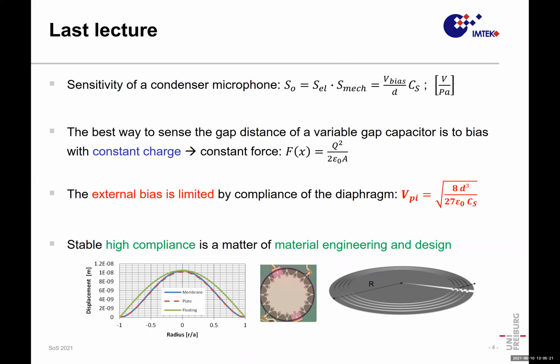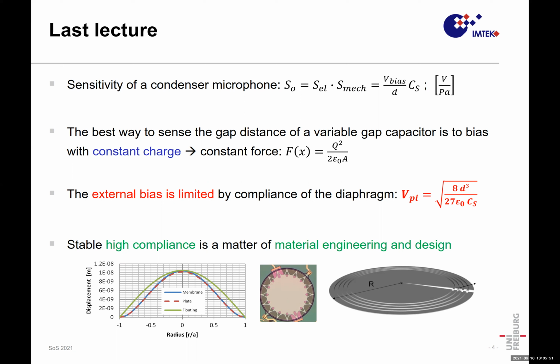And from the electrical readout circuitry, a takeaway is that to measure gap distance changing, a variable gap capacitor, we should use a constant charge biasing that results in a constant force over the two plates, which is not dependent on the displacement of the diaphragm. And this is an advantage because then we have a better chance for linear transducers.